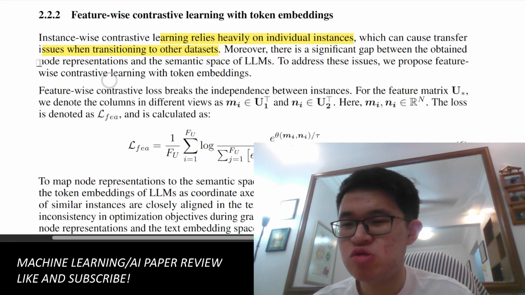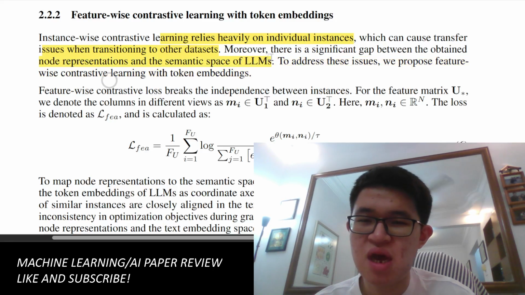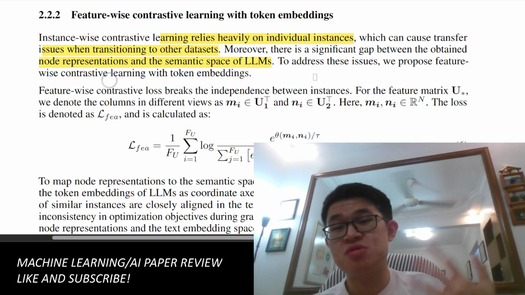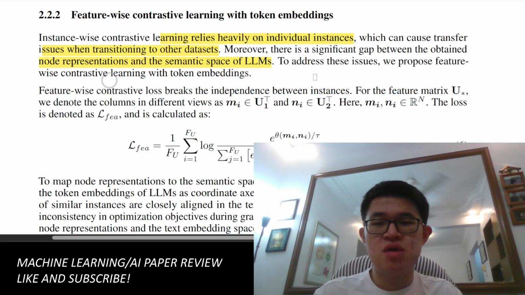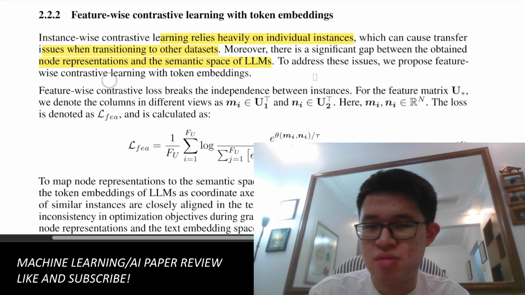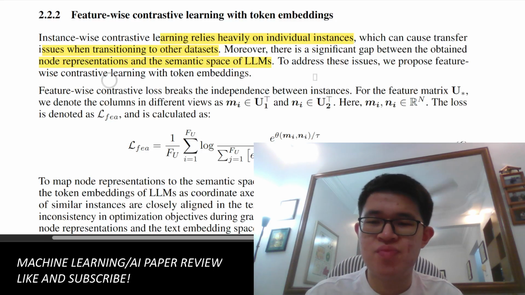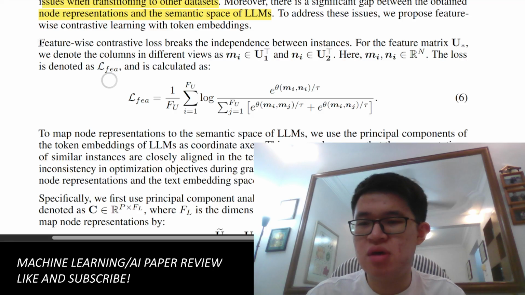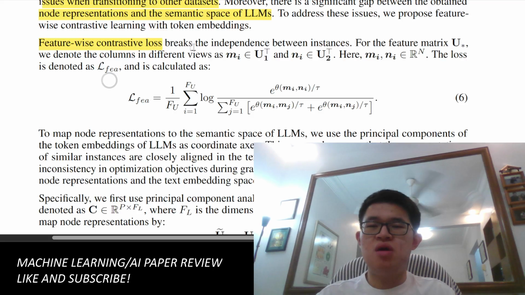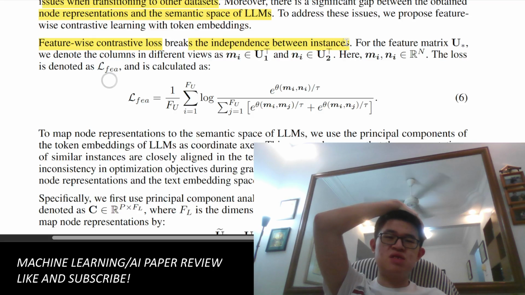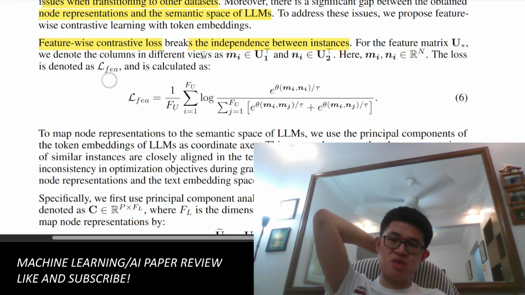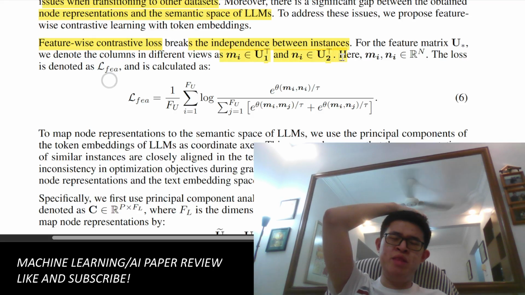And they say there is a gap between the graph node representations and the representation produced by the LLMs. Obviously, one is graph and the other one is text. So how do you unify them? They say feature-wise contrastive loss breaks the independence between instances. For feature matrix U, again, we denote the columns in different views as this.